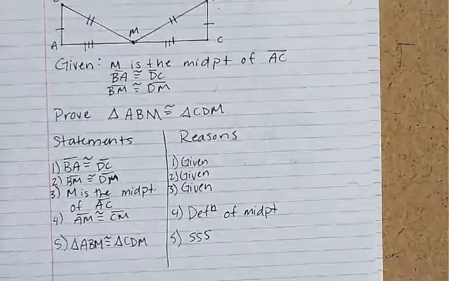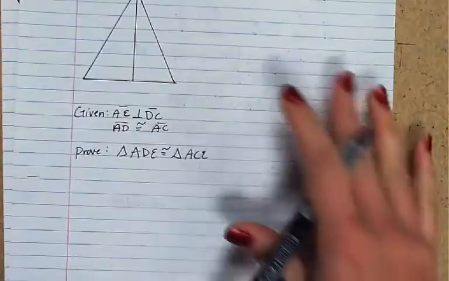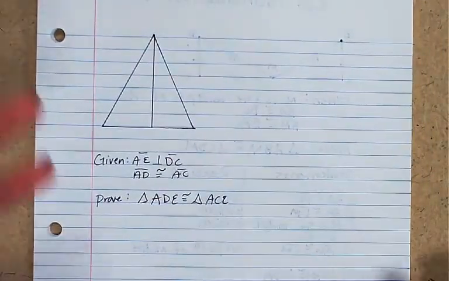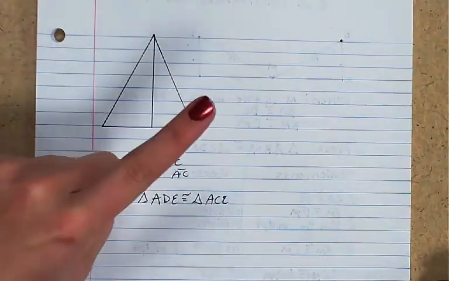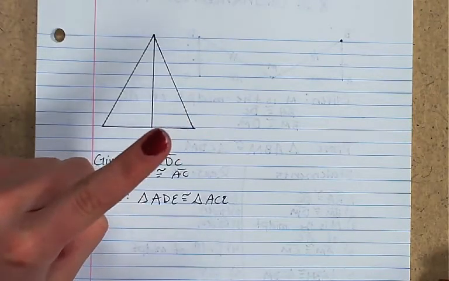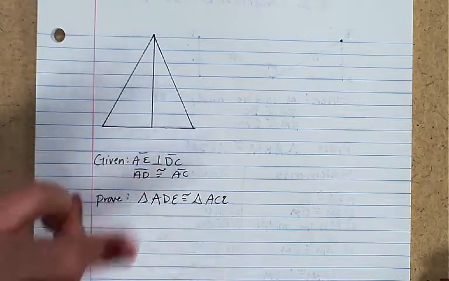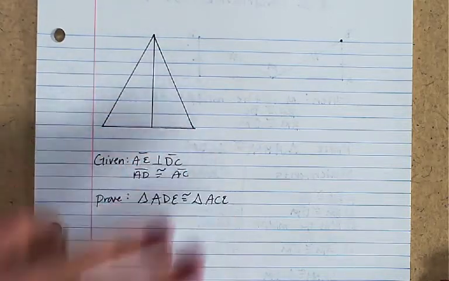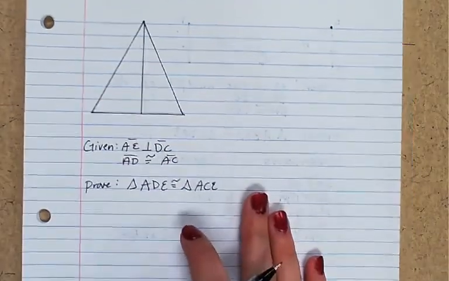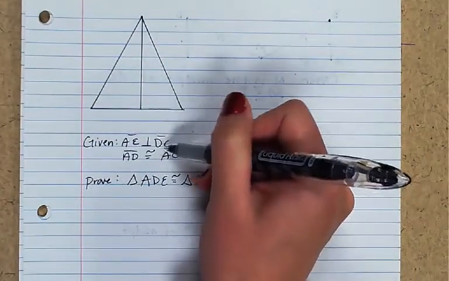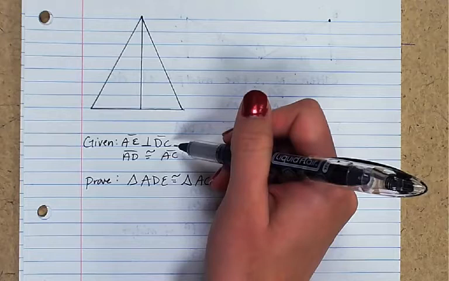I wanted to show you one also for the hypotenuse leg. When you're doing hypotenuse leg, there's three things you've got to get. You've got to say how you know it's a right triangle, and then you've got to say the hypotenuse is the same on both triangles, and just one other leg. Those are the three things you have to do for HL. So we are given that AE is perpendicular to DC.